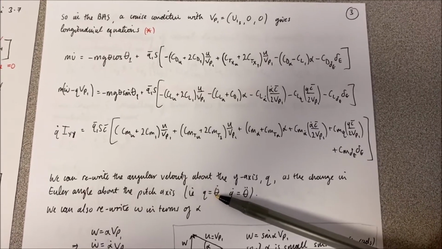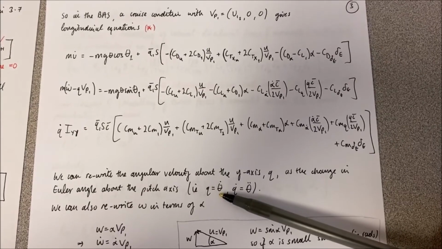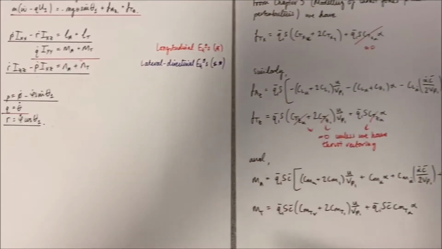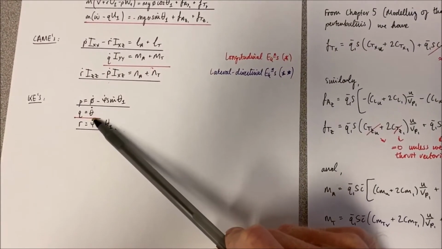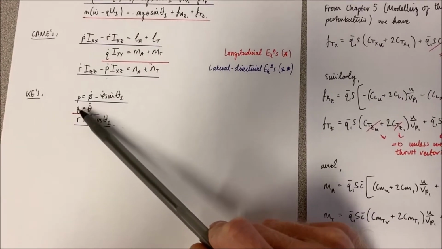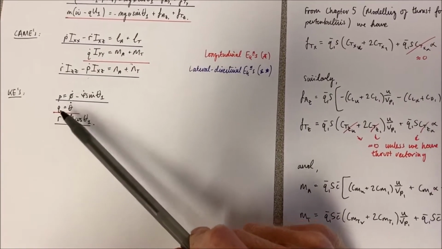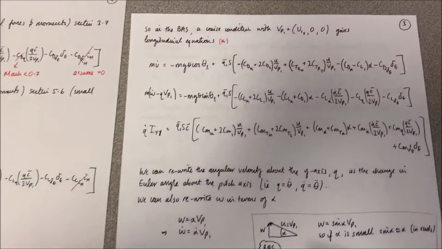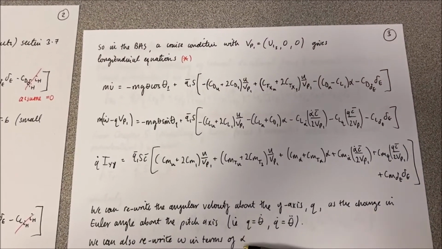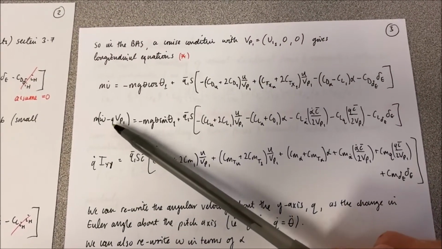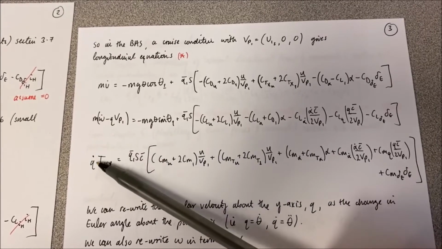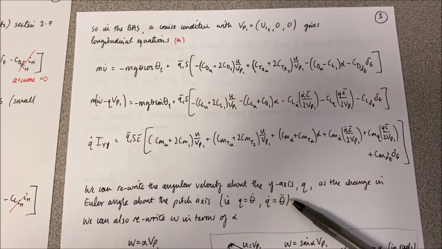But actually this is exactly what the kinematic equations told us. If we look back over to here, that's exactly what we have over here. So we're going to use that to replace q with theta dot in these equations. So anywhere that we have a q, we're going to replace it with theta dot, and anywhere we have a q dot, we're going to replace it with theta double dot.